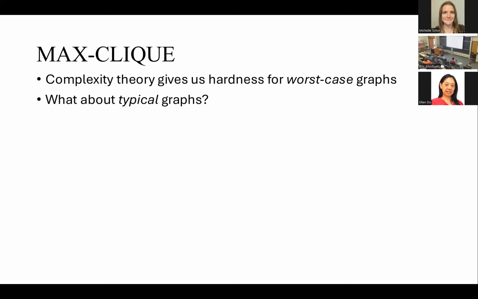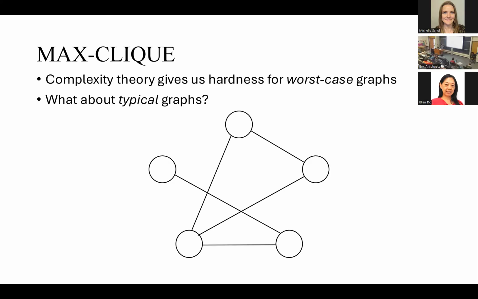But you could also ask the question, what about typical inputs of the problem? For instance, what I could do is sample a graph from what's known as the Erdős-Rényi distribution of graphs. If you're not familiar with this, all I'm doing is picking whether or not I include a given edge by flipping a coin. If it's heads, I keep the edge; if it's tails, I don't have the edge. So it's just a fixed distribution of random graphs. Anyways, here I sampled some graph, and you can see what the max clique is. It's just this triangle of vertices.